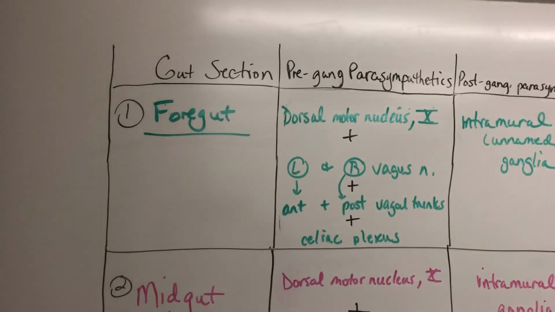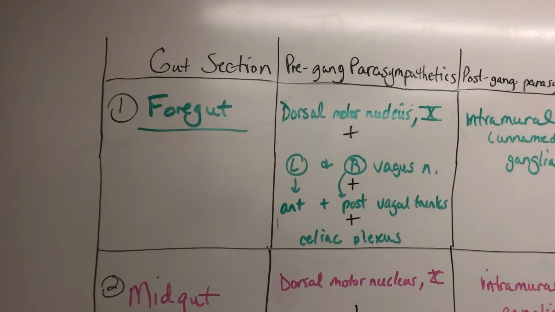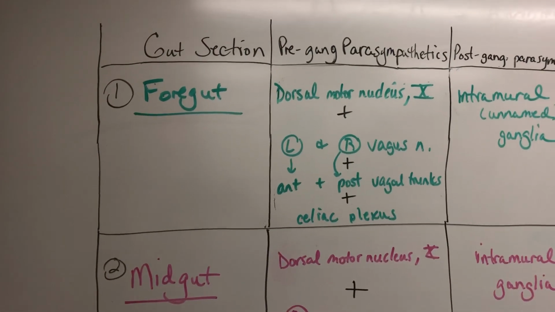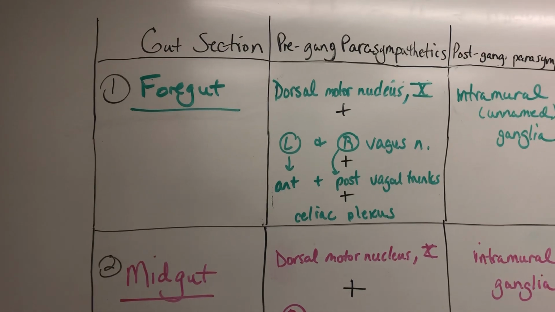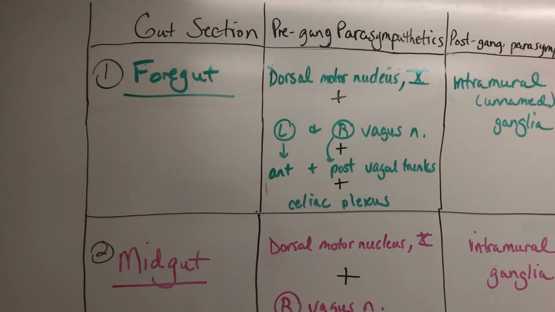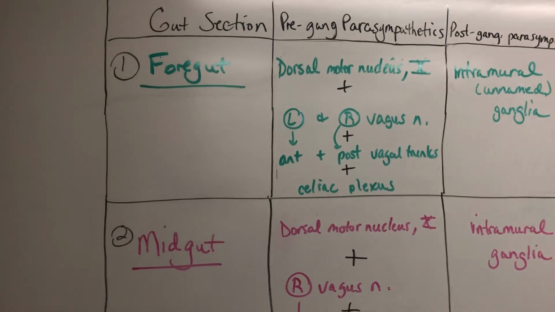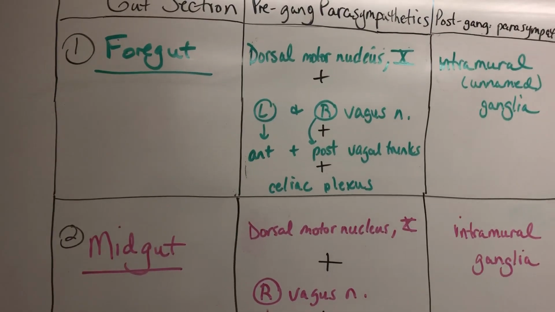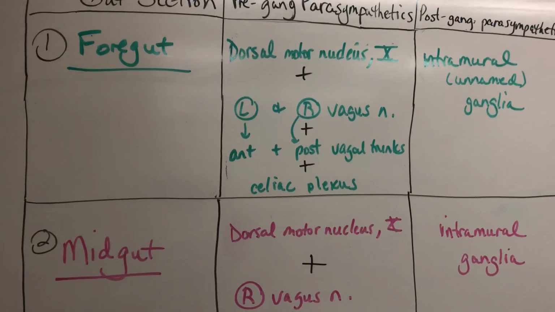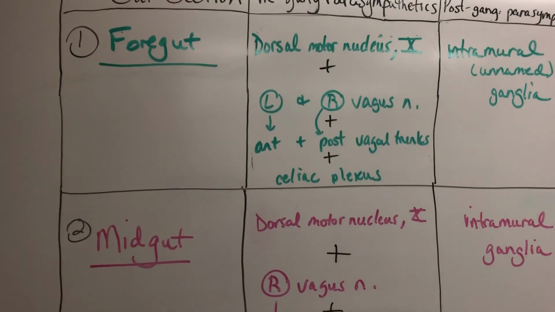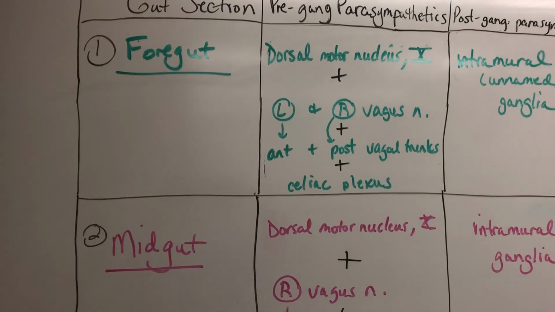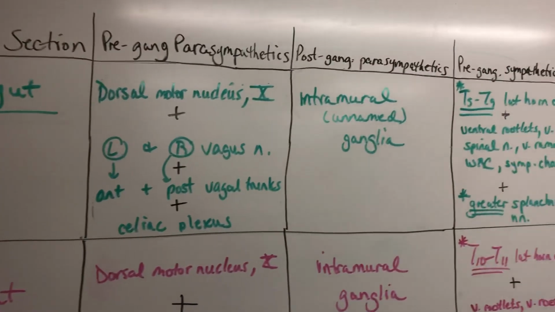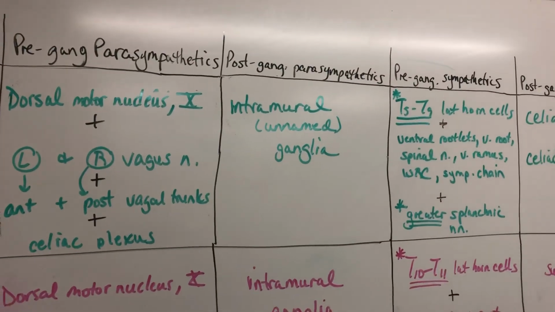The preganglionic parasympathetics, the stimulation of the digestion, happens at the dorsal motor nucleus of cranial nerve 10. This gives rise to the left and right cranial nerve 10 vagus nerves. The left will make an anterior turn to become the anterior vagal trunk, and the right will make a posterior turn to become the posterior vagal trunk in relationship to the distal esophagus. Will then give rise to axons as we pass through that esophageal hiatus of the diaphragm, which will become the celiac plexus.